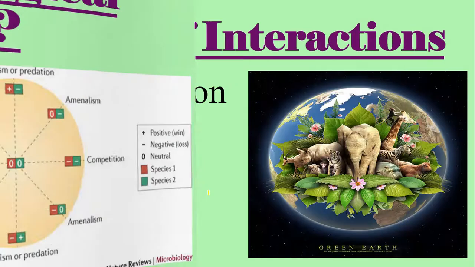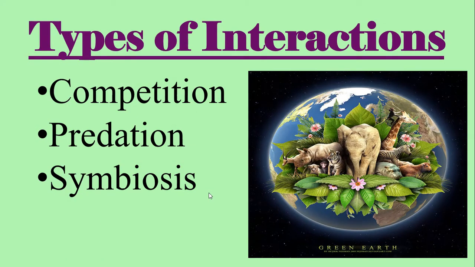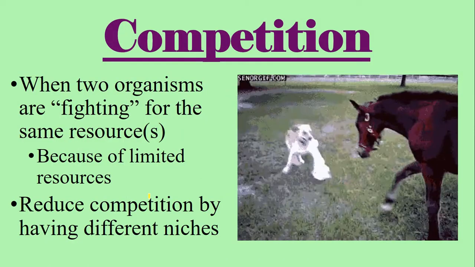So let's jump in and tell you the three types of interactions that we have: competition, predation, and symbiosis. And symbiosis can be divided into multiple types, and we're going to talk about three main ones there. So let's first talk about competition.